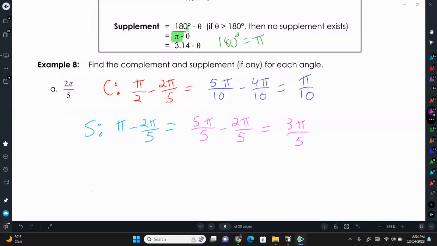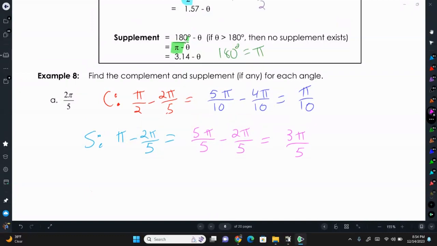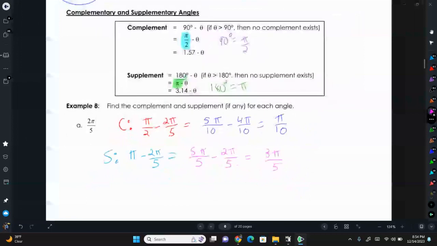All right, so that is it for this lesson. We took some of our previous knowledge and extended it a little bit further, used that new formula, talked about complementary and supplementary angles in terms of pi radians.